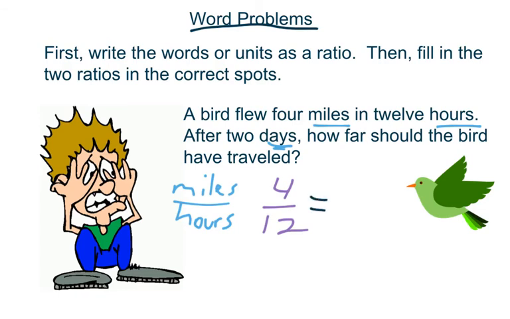Now it gets a little tricky here because it says after 2 days. How far should the bird have traveled? Well, 2 days, is that in hours? There's 24 hours in a day, so I'm just doing 24 times 2. So 24 times 2 gives me 48 hours. So if I just plugged in days there and put 2 down, I would get this question wrong. So make sure it's the same unit, and that's why writing that in words really helps to keep you straight.